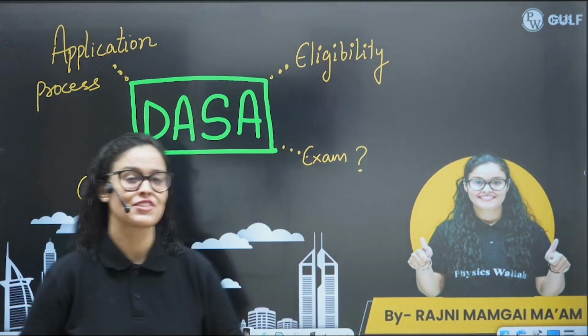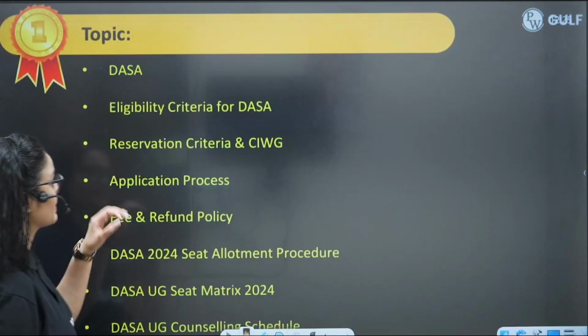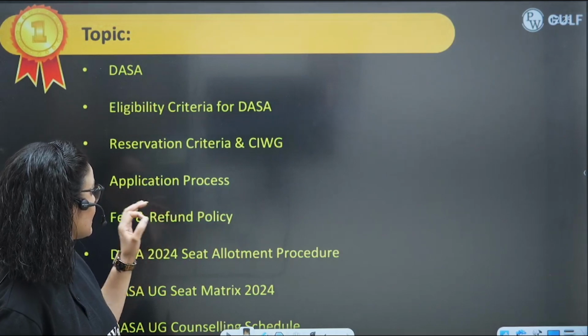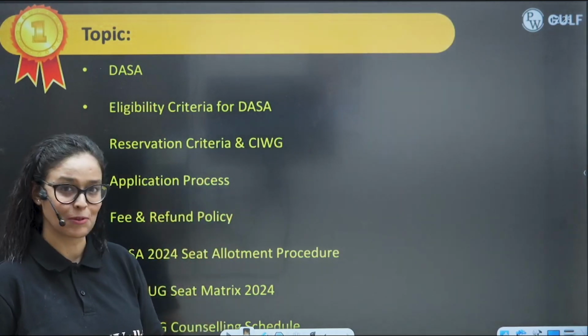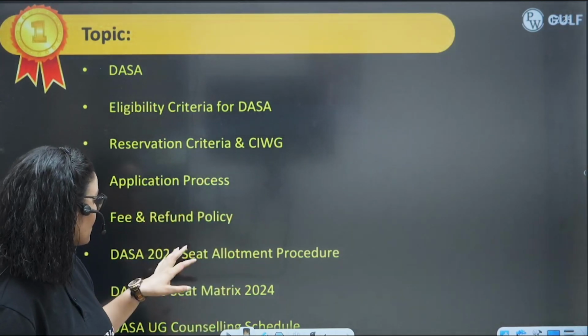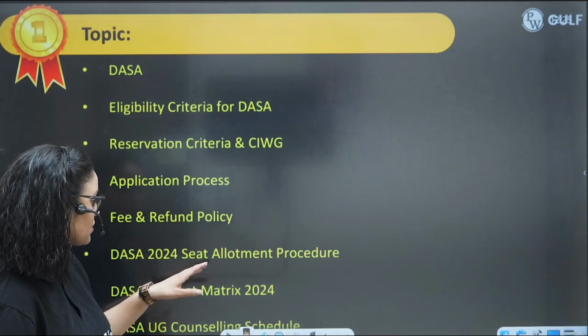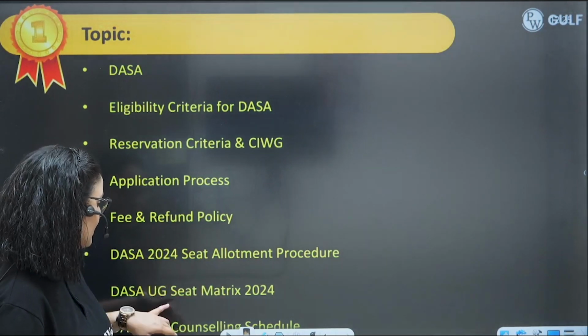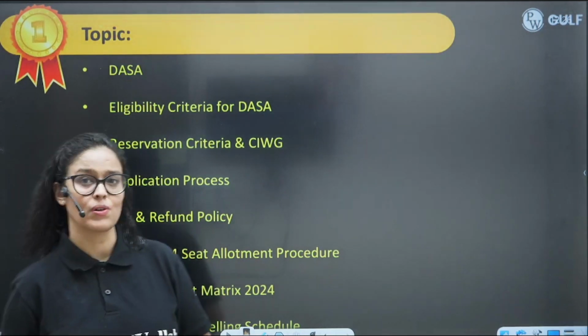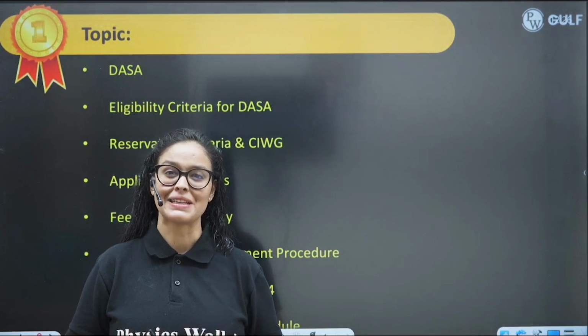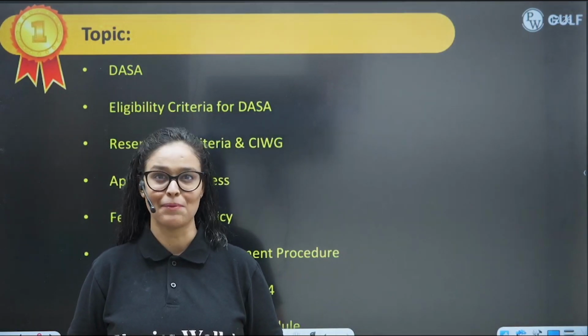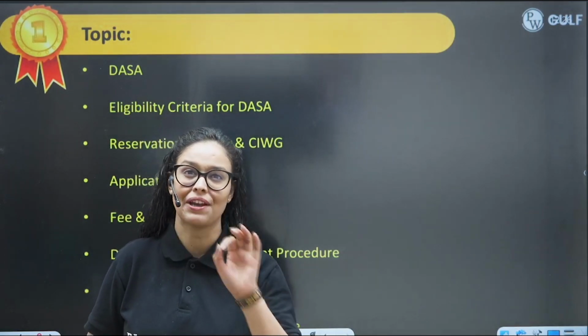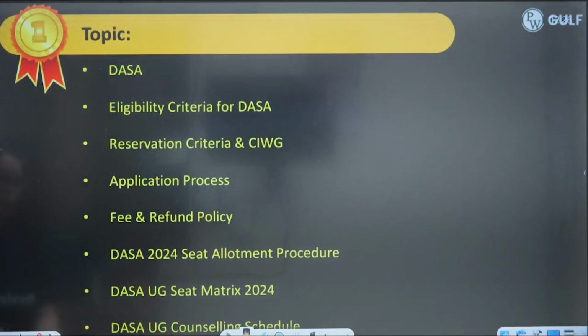So today we are just going to discuss everything about the DASA, like eligibility criteria, reservation criteria, and CIWG. What is the application process, fee and refund policy, DASA 2024 seat allotment procedure, UG seat matrix, counseling and all. So stay with me till the end to get everything about the DASA. We are just going to discuss each and everything. You can take the screenshot of the required thing.